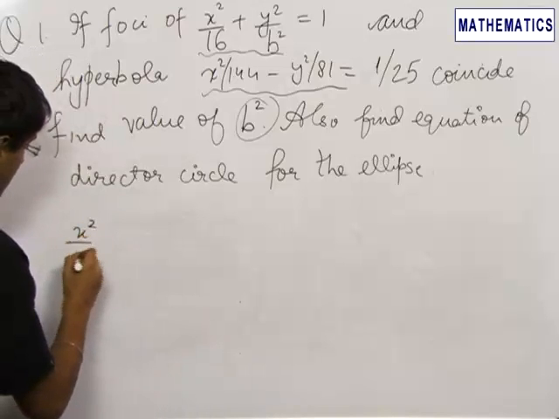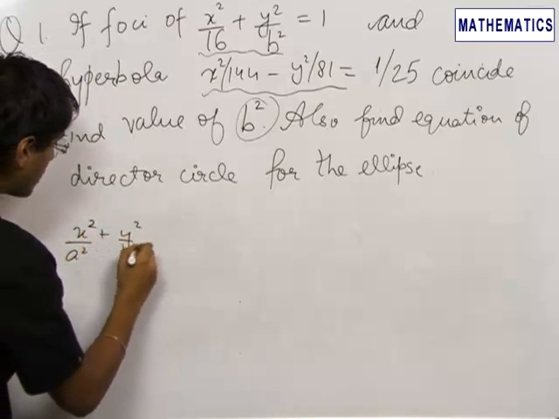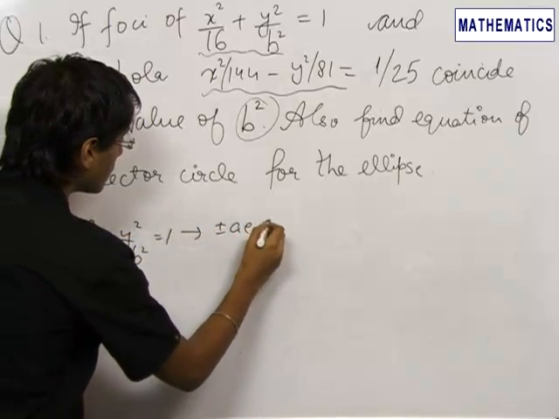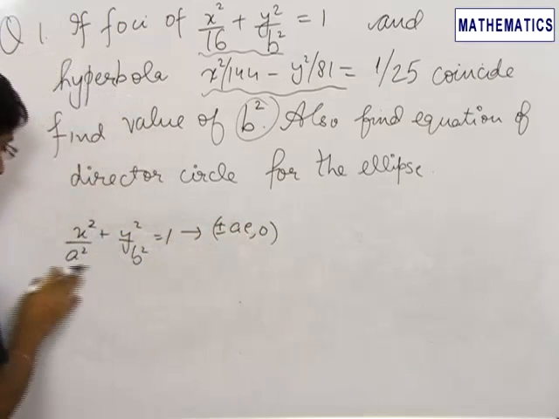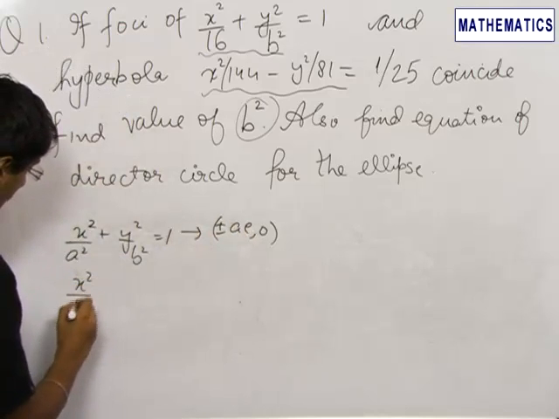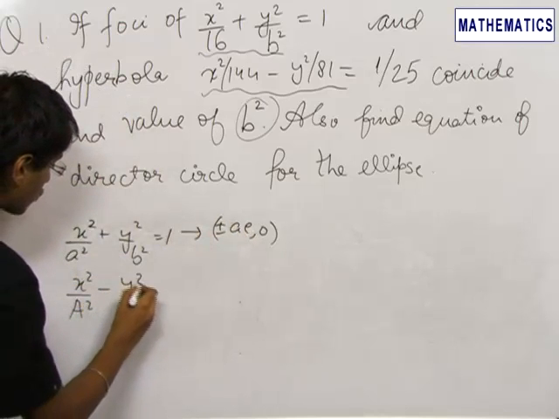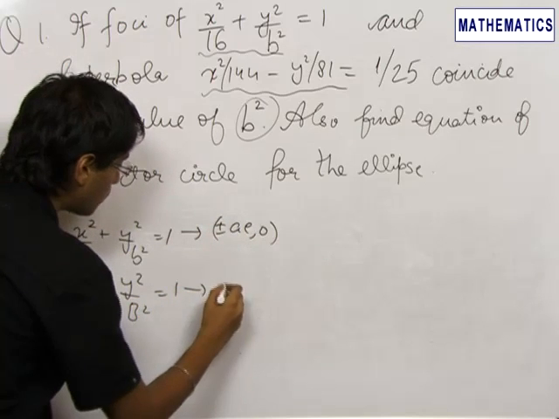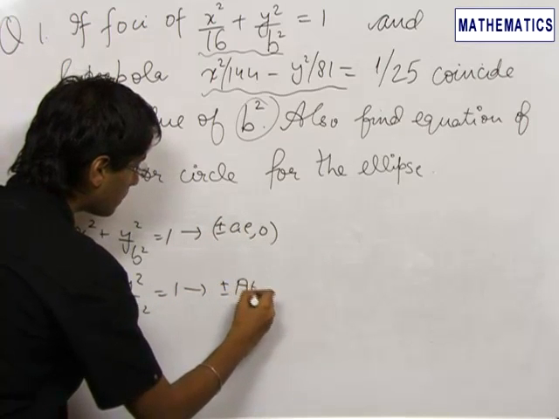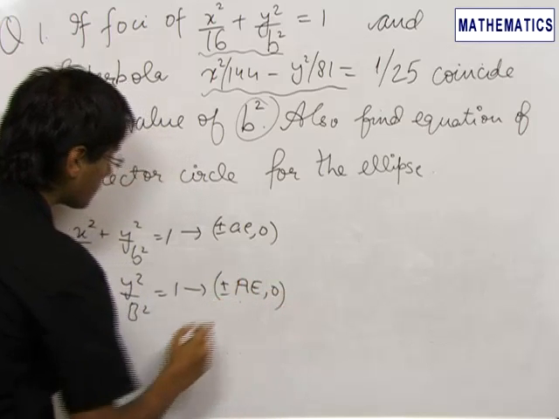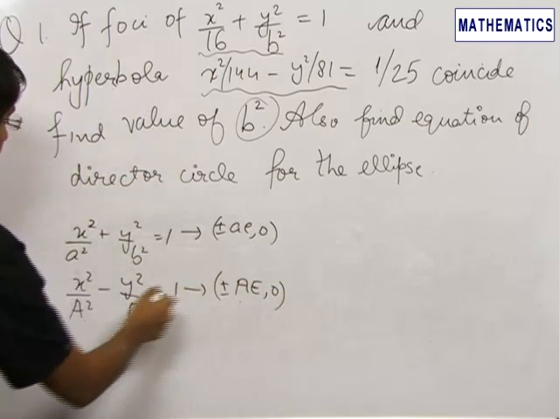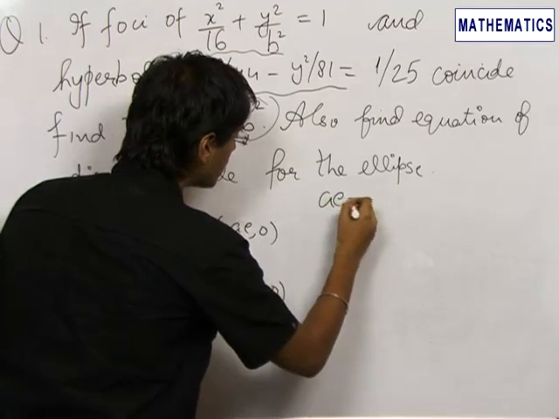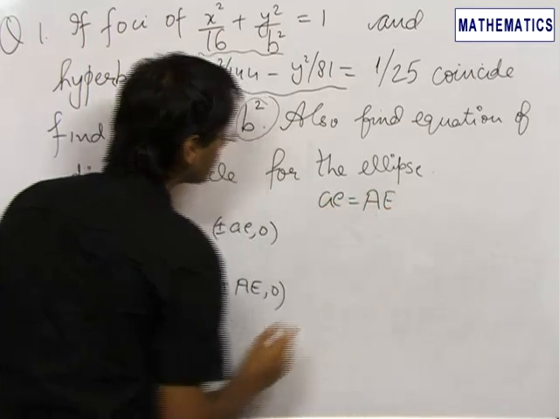Now for any ellipse, x square by a square plus y square by b square is equal to 1. We know that the foci are plus minus ae comma 0, where e is the eccentricity. And for any hyperbola, x square by capital A square minus y square by capital B square is equal to 1, we have the foci to be plus minus capital A into capital E comma 0, where capital E is the eccentricity for this hyperbola. If these coincide, then we have a into e is equal to capital A into capital E.